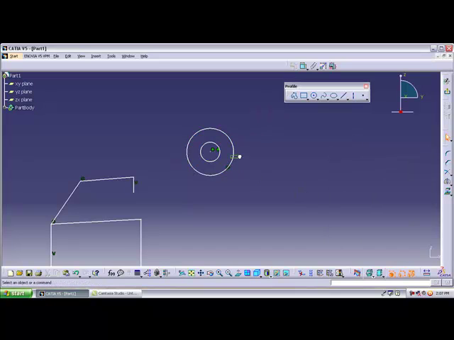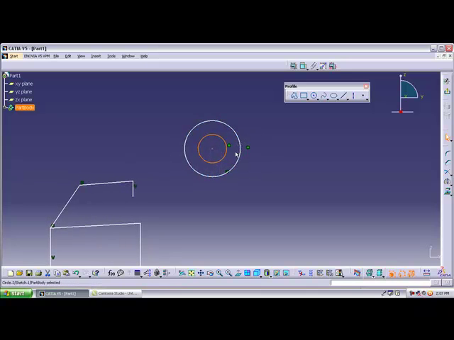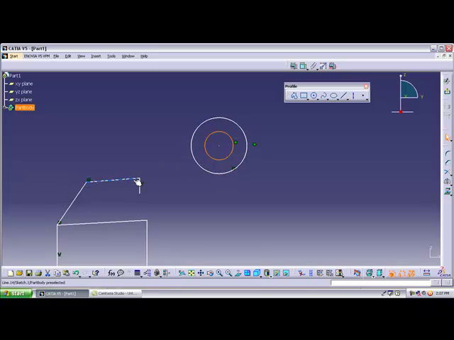Suppose if I move this circle, automatically this circle is also moving. Why? Because the two circles have the concentricity property. What is the concentricity property? The two circles have the same center. It is called the concentricity property. And next, I want to add a relation between a circle and a line. That is called tangency. It means I want to apply the tangency property between a circle and a line.